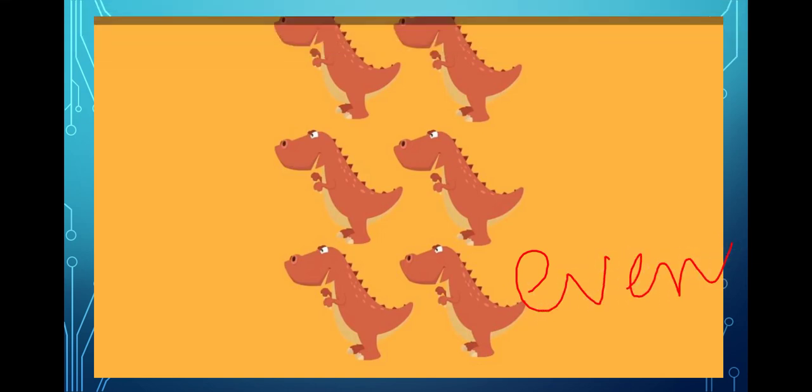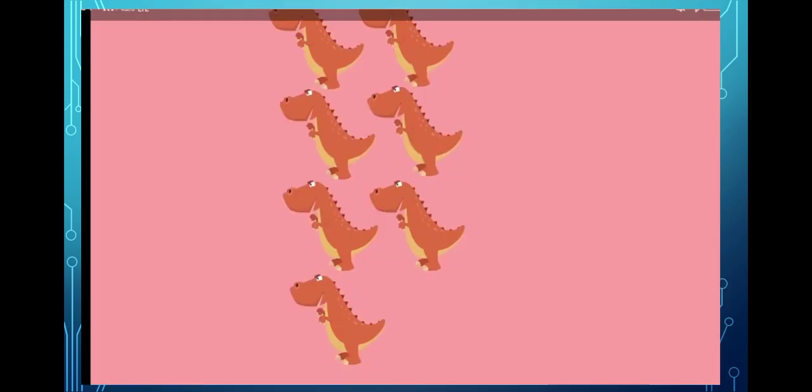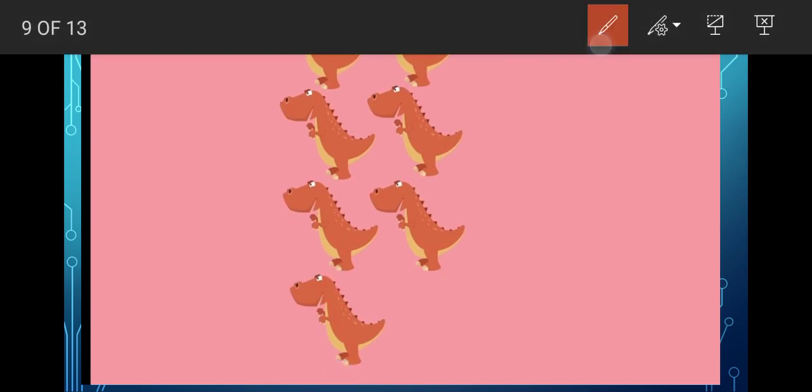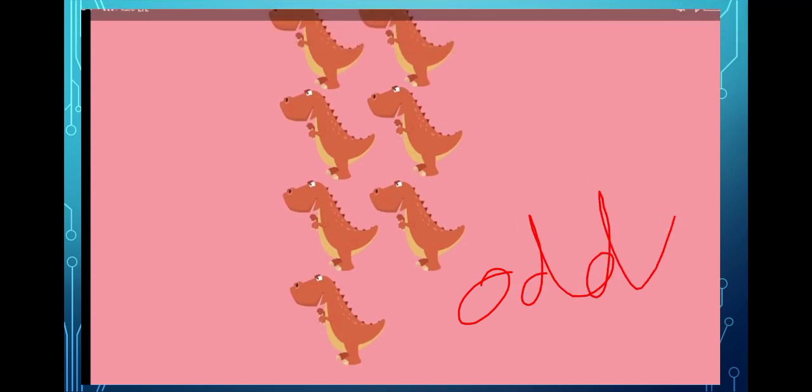Okay. In the same way, one more example. How many dinosaurs are here? There are 7 dinosaurs. See, this dinosaur is having a friend. This one is also having a friend. This one is also having a friend. But this dinosaur is not having a friend. That means it is an odd number. It cannot be paired. So it is an odd number.